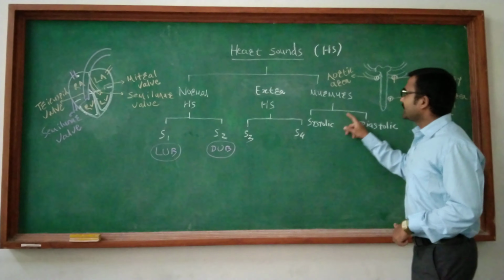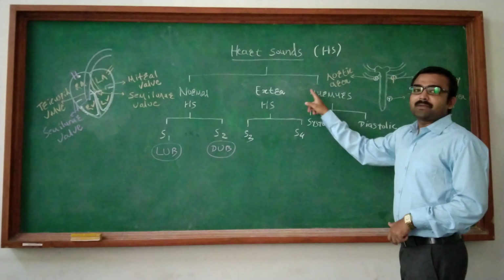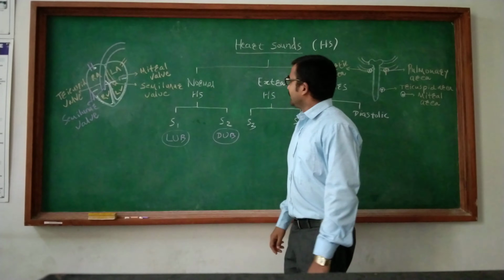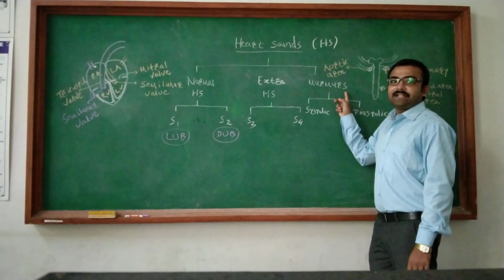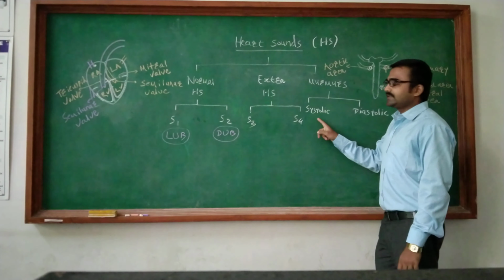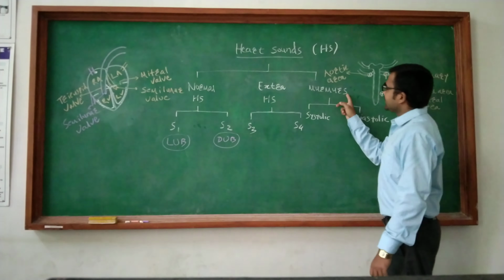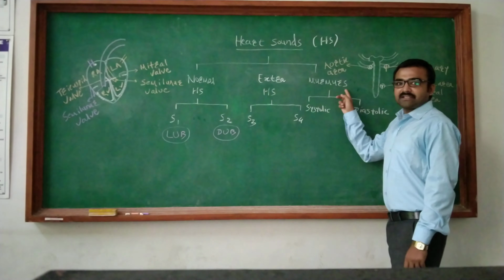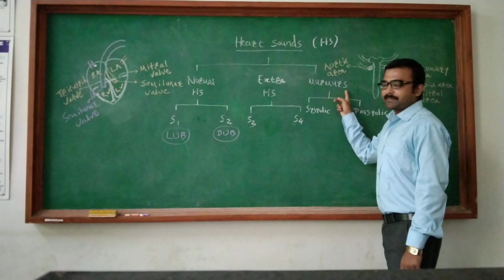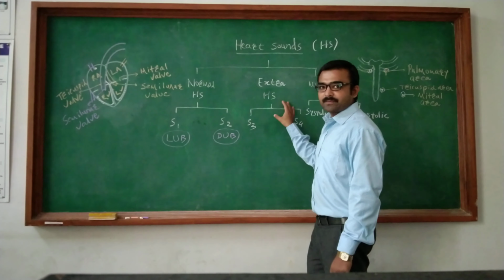Coming to the next heart sound, which is called murmurs. Murmurs are always pathological. Murmurs are again differentiated into two different types, systolic murmurs and diastolic murmurs. We will come to these murmurs later on, or I will make another video on murmurs. Let us first discuss the normal and extra heart sounds.